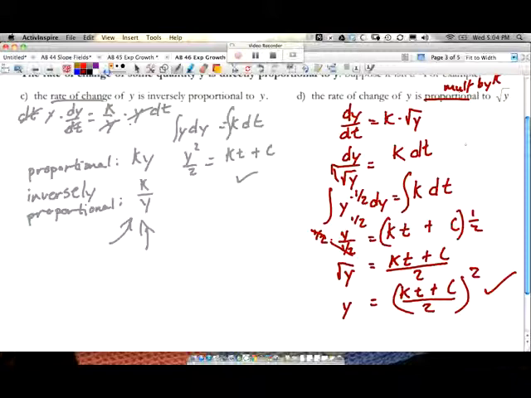So a lot of it is about interpreting the prompt and just doing the steps from there. Interpreting this prompt, the rate of change dy/dt is proportional to, meaning times k, the square root of y. No big deal there. Now let's apply it.